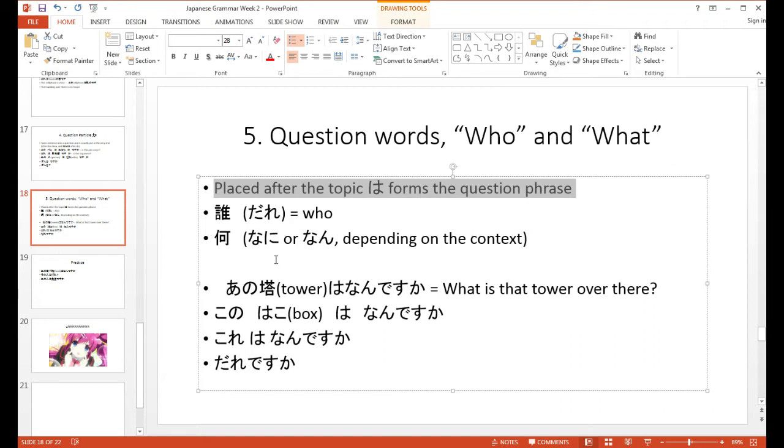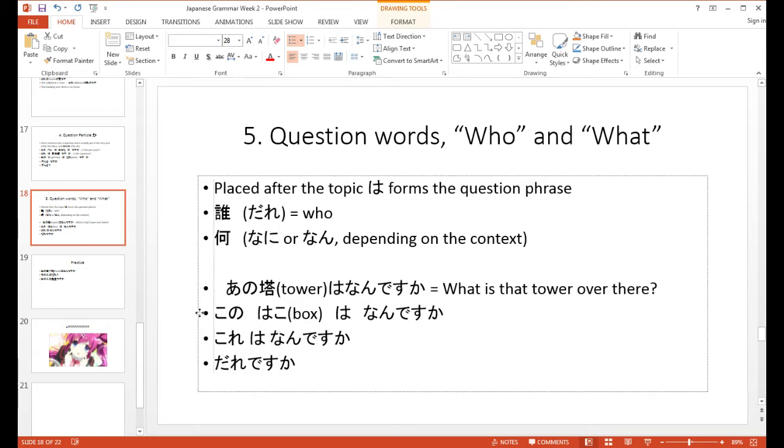Alright, so let's see some examples. Ano again is modifying a noun, in this case tower, and ano is over there, far from both the speaker and the person he or she is speaking to. So think of something like pointing. You're pointing at a tower. That tower. What is that tower? Here it's nan, because you're talking about a thing. So what is that tower over there?